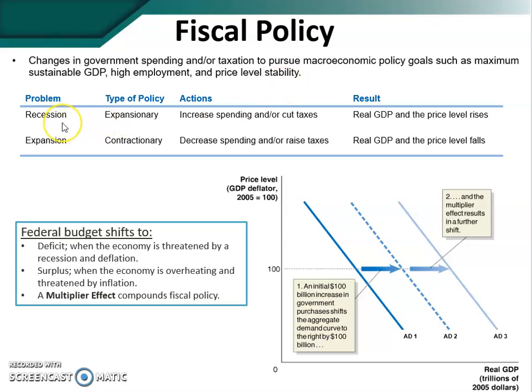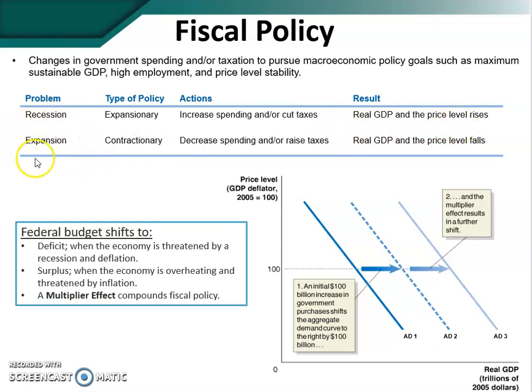Let's say we're in a recession. Well, that's going to necessitate expansionary policy. Expansionary policy in fiscal terms would be to increase government spending. The government can start buying more stuff and or cut taxes. By lowering taxes or sending out rebate checks, people will spend more money. In both cases, more spending occurs, and that increases GDP, and we get an increase in the price level.